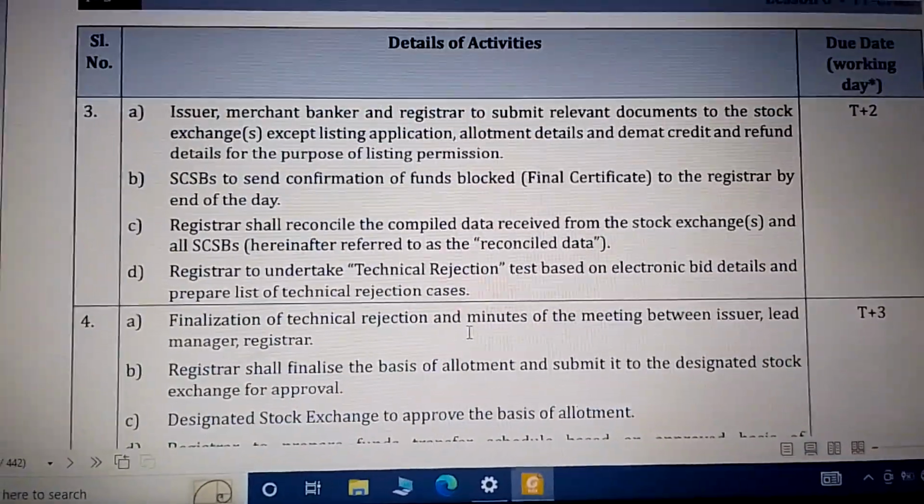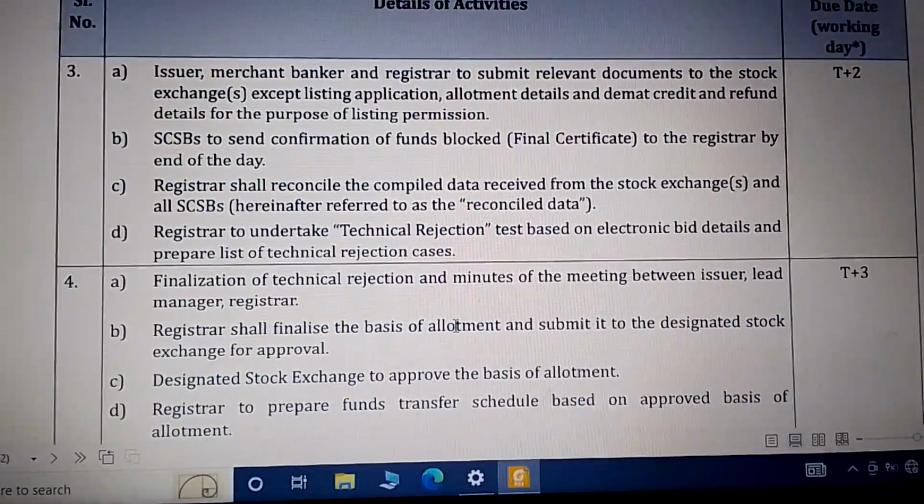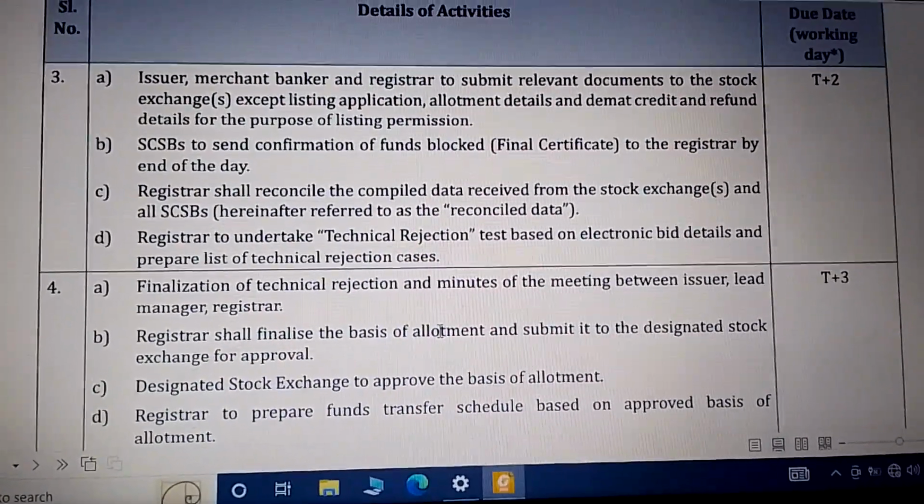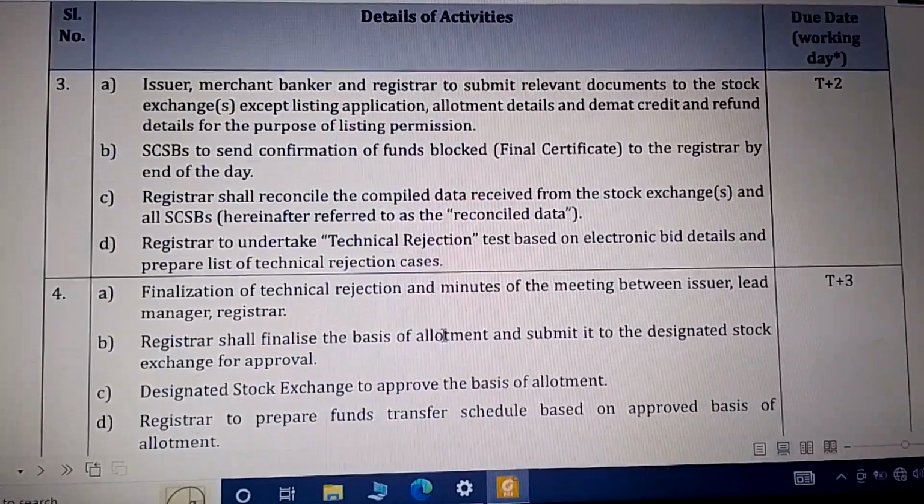Now third point, issuer, merchant banker, registrar to submit the relevant documents to the stock exchanges, except the listing application, allotment details, demat credit and the refund details, for the purpose of the listing permission.